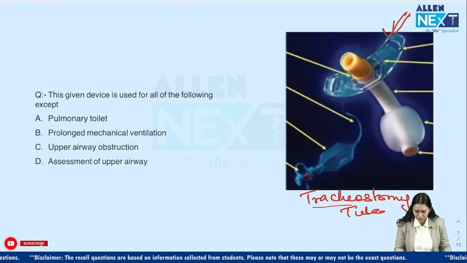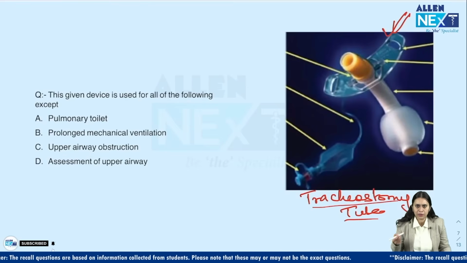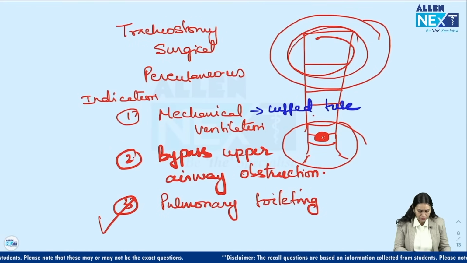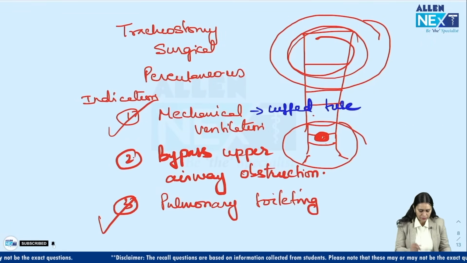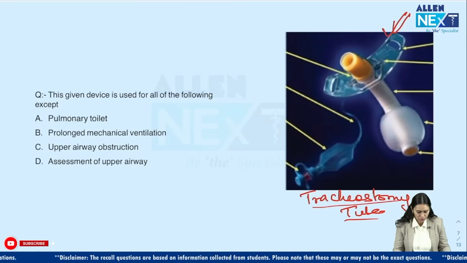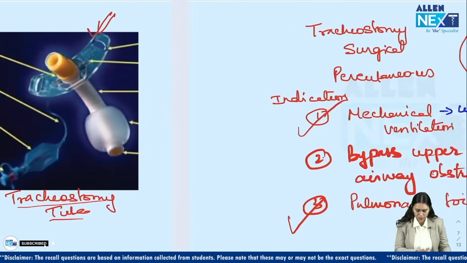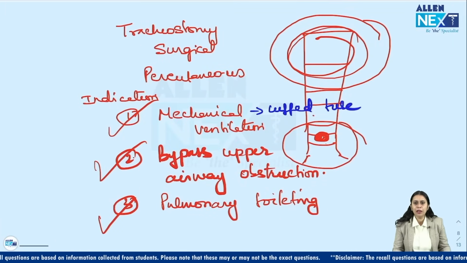Okay, so what were the options? First, this device is a tracheostomy tube, so we have recognized the device. It is used for all the following except: pulmonary toileting? Yes, it is used. Prolonged mechanical ventilation? Yes. Upper airway obstruction? Yes, when we have to bypass the upper airway, we make a hole in the trachea.